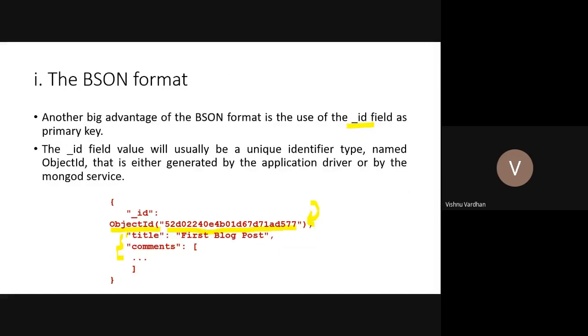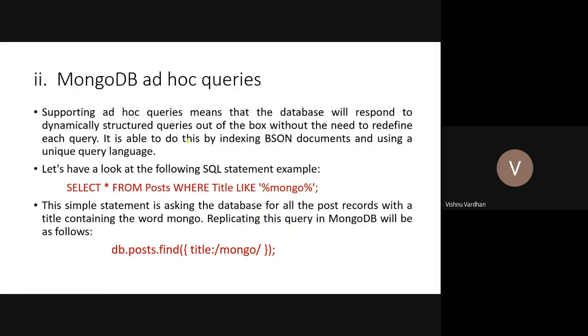Then the second one is, so this is the BSON format actually. This underscore ID is naturally going to be applied by the MongoDB service, so we don't have to bother about this. Every document is assigned this underscore ID, and every document in that way can be uniquely identified with this object ID.